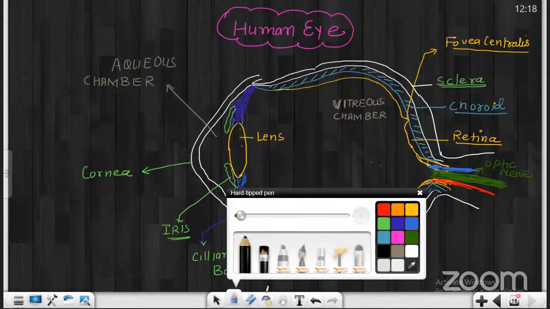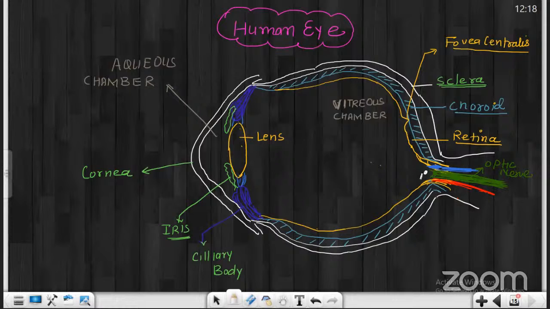There is no image formation takes place at this particular site. So we can say at this region, we don't have any image. So we call it as what? Blind spot. This is your blind spot. So on the blind spot, no image formation takes place.